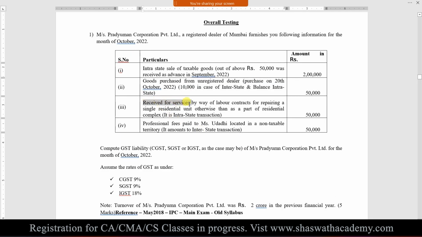Received for the service by way of labor contract. So I am providing a service, that is why I am receiving. So outward supply of labor contract for repairing a single residential unit other than as a part of a residential complex. Intra-state supply of services. Tell me, my dear, taxable or exempt?